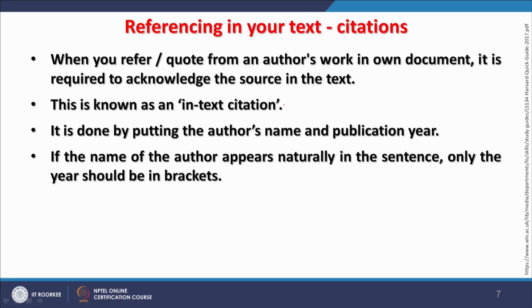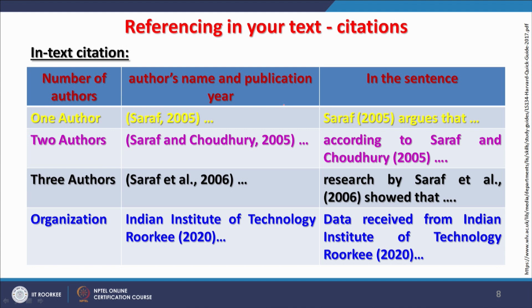So, if the names of the authors appear naturally in the sentence, only the year should be in brackets. There are various requirements and various styles; here are some examples. For in-text citation within the body of the text, if you have one author, then you can write within a sentence like Saraf 2005, because there is only one author. In the sentence you can also write that Saraf 2005 argues like that, or has done this work like this. This is how you phrase them.